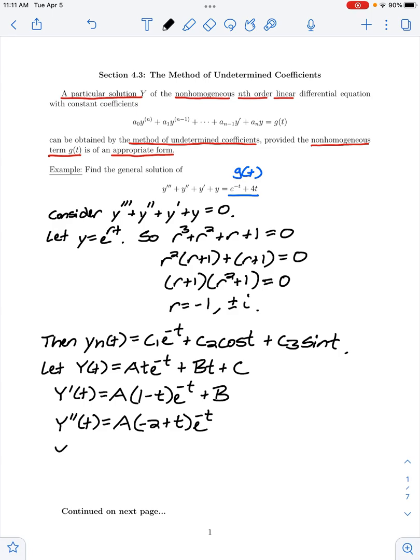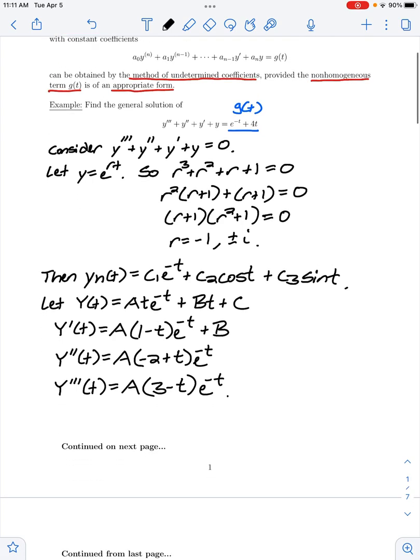And then for the third derivative, y triple prime, we have a times, by the product and chain rules, we get a +1 plus 2, so 3, and then minus t e to the negative t. So let's take these expressions and substitute into our non-homogeneous equation and see what we have.